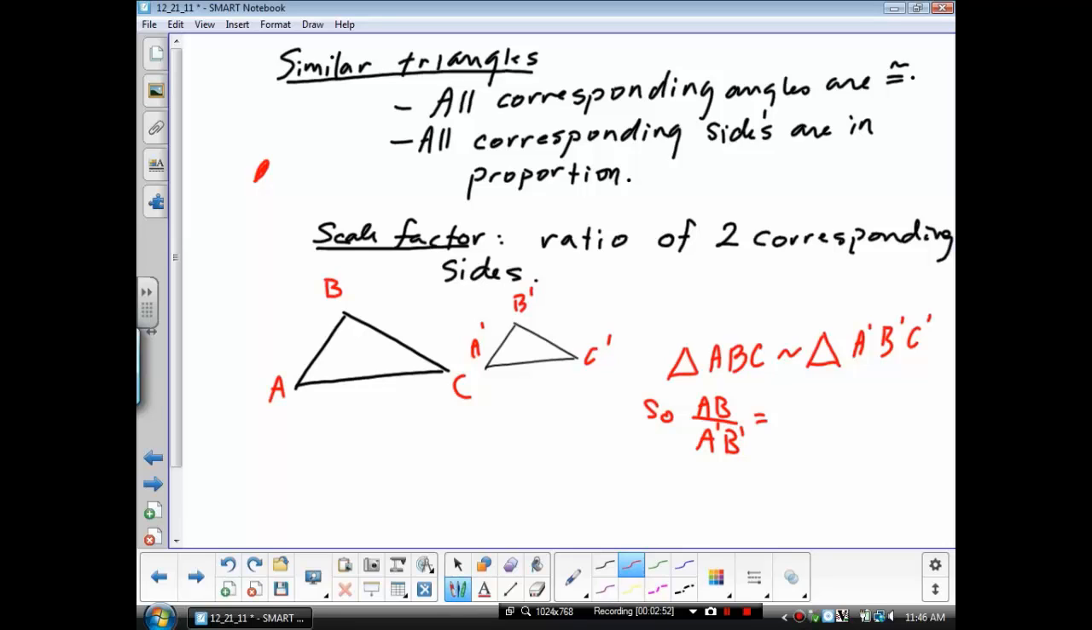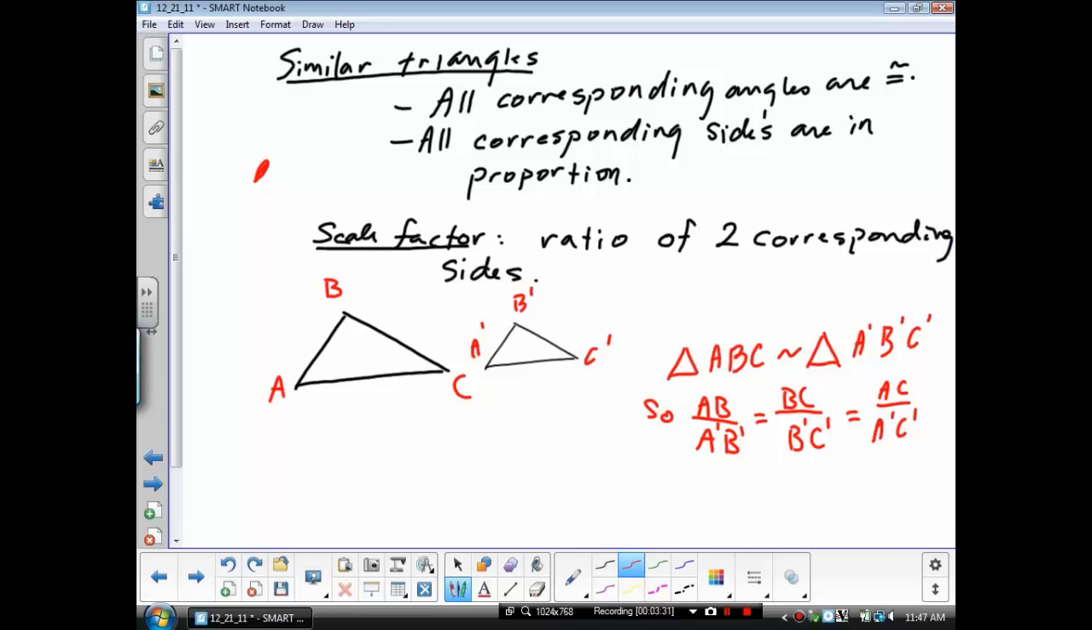Now you can see that symbol in the book. If you look at page 255, you see A prime, B prime, C prime. And BC would correspond to B prime, C prime. So I set up my ratios. And finally, AC will correspond to A prime, C prime. And what we know is each of these fractions, or each of these ratios, will reduce to the same number. That number is the scale factor.